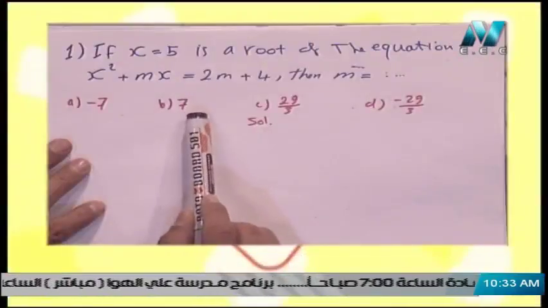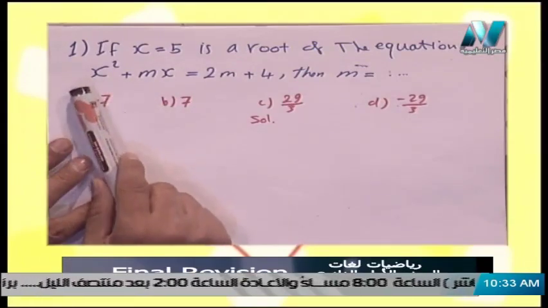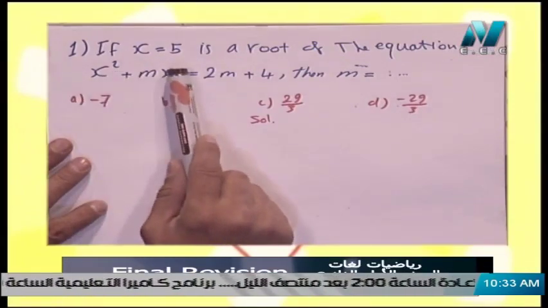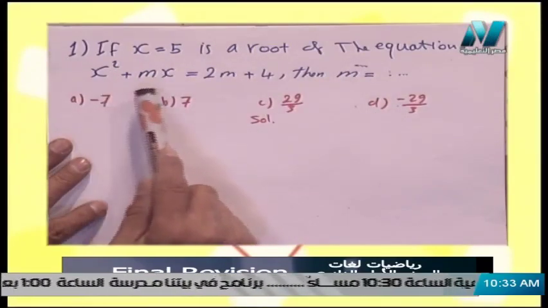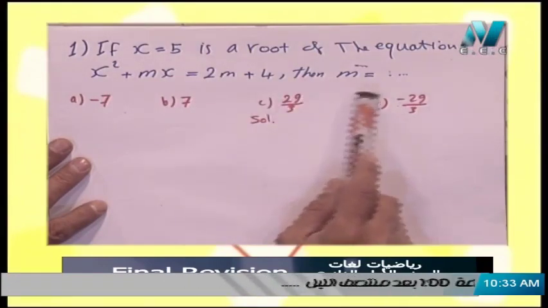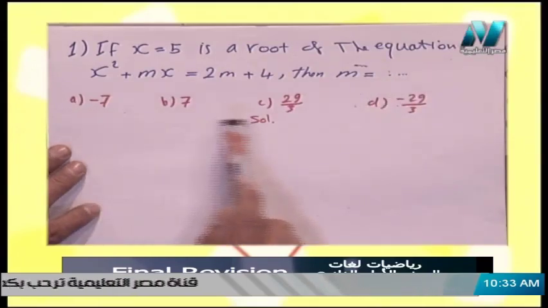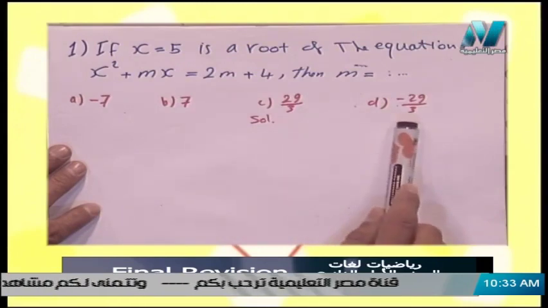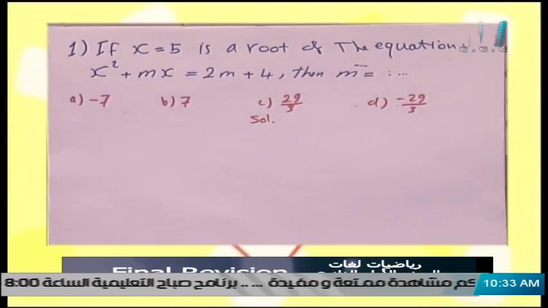We have here a question. Yes, look at the question here, please. The first question for you: x equals 5 is a root of the equation x power 2 plus mx equals 2m plus 4. Then m equals what? Is it negative 7, 29 over 3, or negative 29 over 3? Let's start to solve.